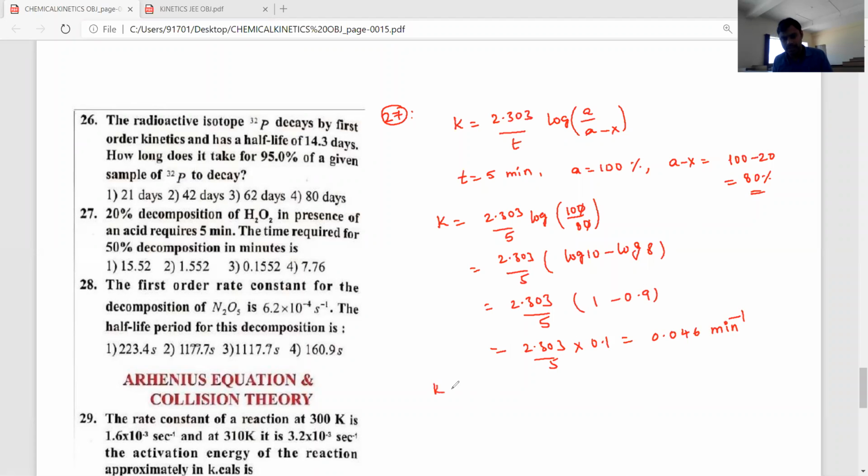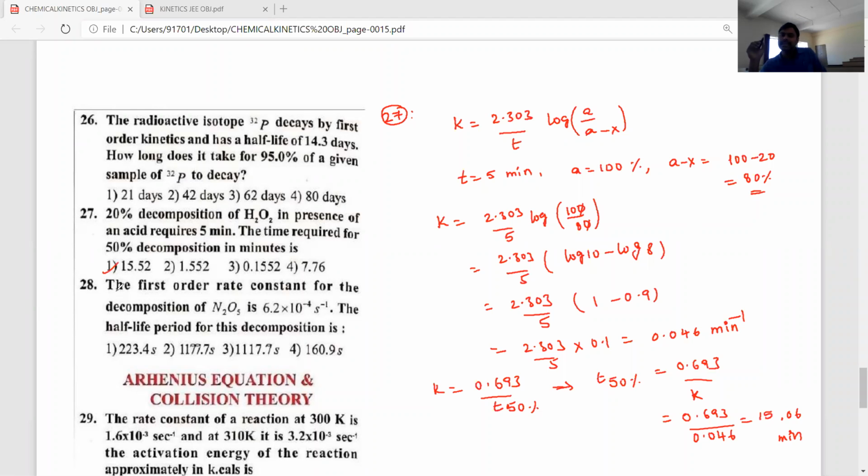Okay, then we know that K is equal to 0.693 by T half. So the T for 50 percent decomposition of H2O2 is equal to 0.693 by K, which is 0.693 by 0.046. On simplification, the time we are getting is 15.06 minutes. So the answer is around 15.06, which means the first option is correct.